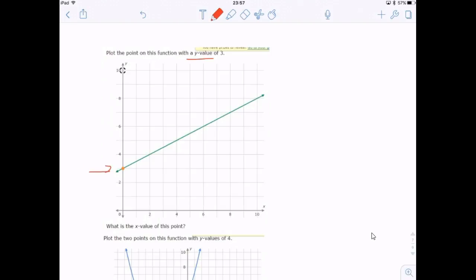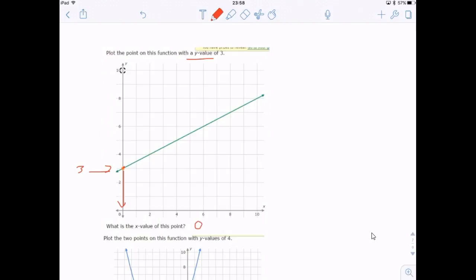And we're looking right here at 3, right? So we're going to put a dot right there. I already put a dot there. And then I'm going to find the x value at this point. So I'm just going to draw a line down. And then I see that the x value at this point is 0.